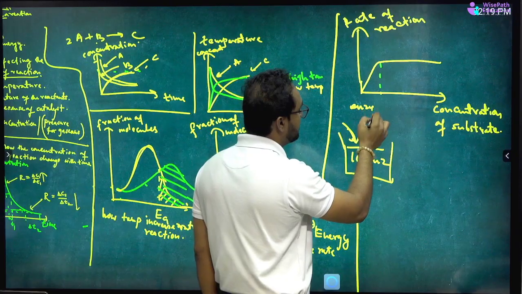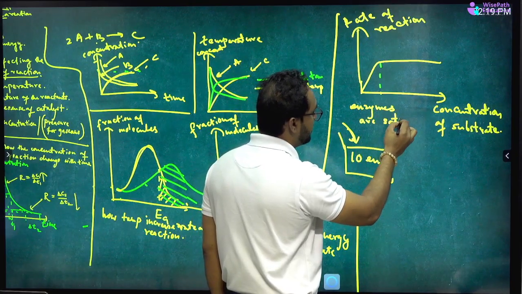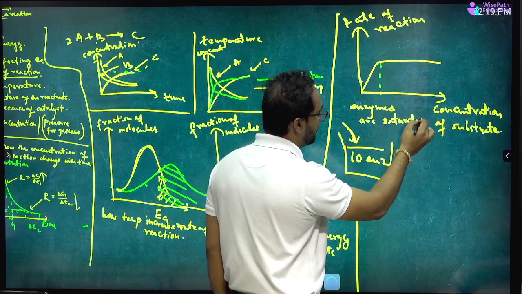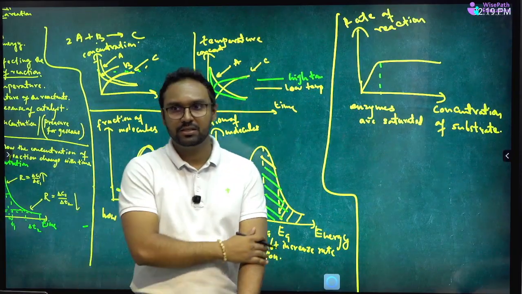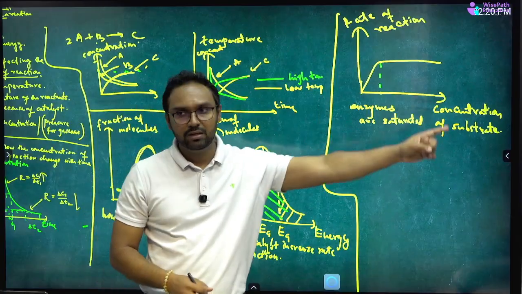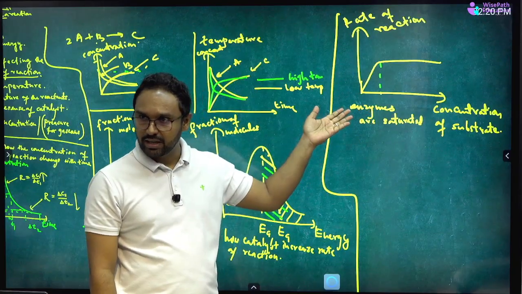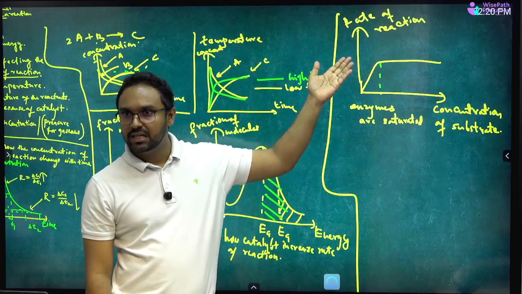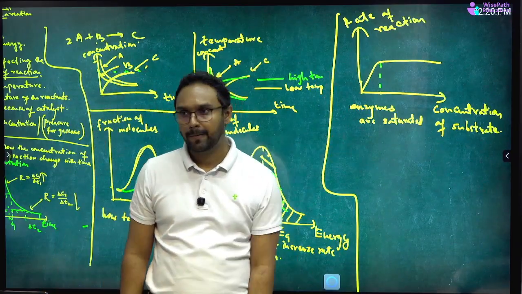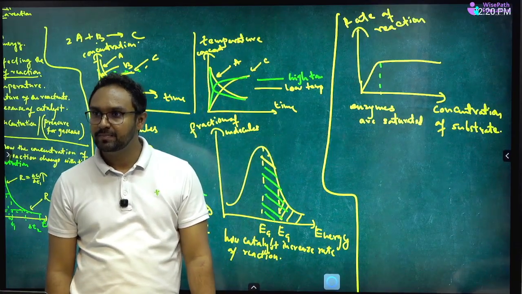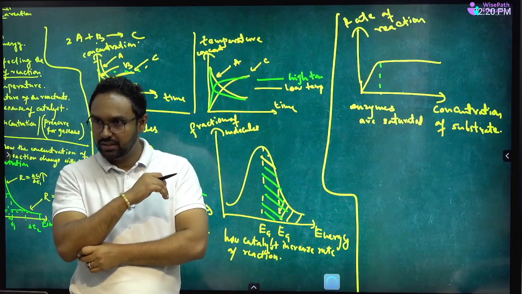Enzymes or the catalysts are saturated. Get it? All of the enzymes or the catalysts are now saturated, so it becomes constant. But at the beginning, with more enzymes plus reactants, the rate of reaction is gradually increasing, and it becomes constant when the enzymes are saturated. Get it?